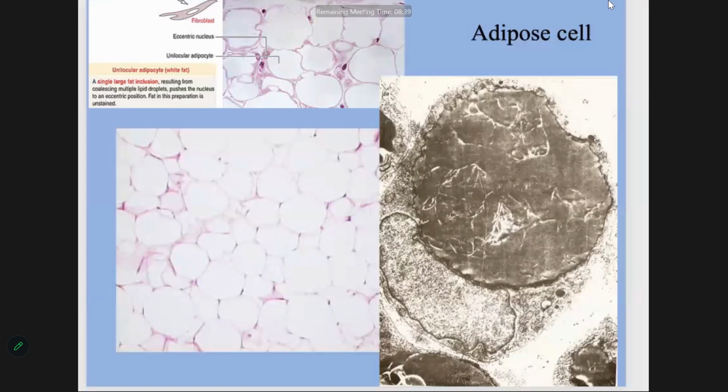Next type of cell in the loose fibrous connective tissue are named adipose cells, or another name fat cells. And fat cells are very interesting cells because cytoplasm of fat cell is filled by the droplet of lipids. So all volume of cytoplasm is filled by lipid droplet. Nucleus is situated on the periphery of the adipose cells, and also organelles, all organelles are also situated on the periphery of adipose cells.